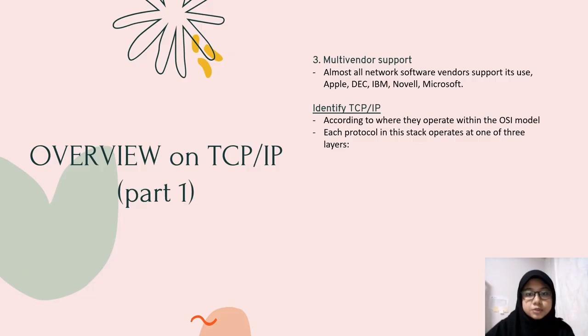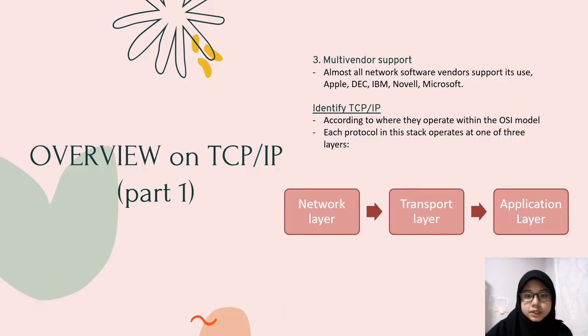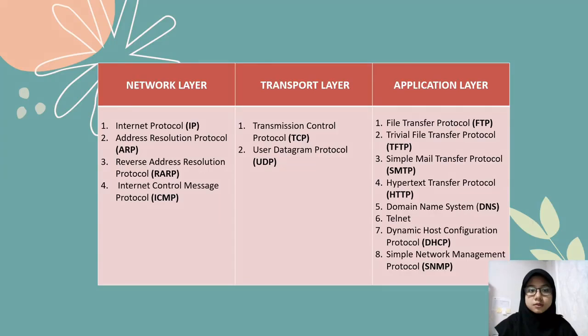Next, how do we identify TCP/IP? To identify TCP/IP, it is according to where they operate within the OSI model, and each protocol in this stack operates at one of three layers, which are the network layer, transport layer, and also application layer. So these are the protocols that operate in each of these three layers.